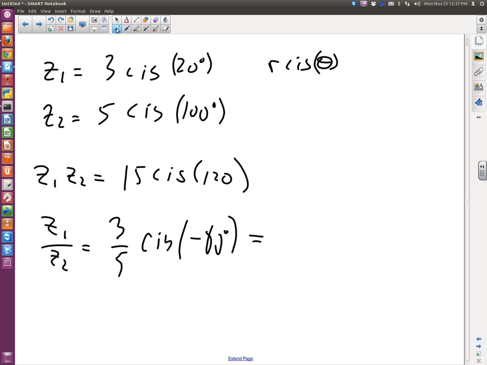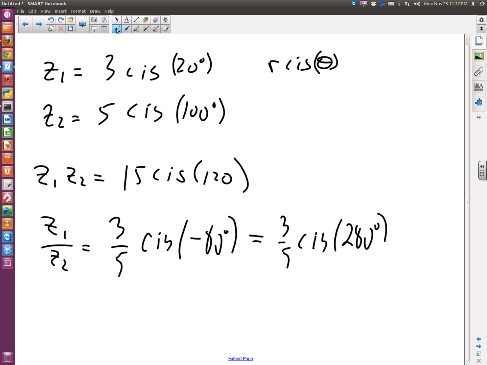Could you write this in terms of a positive angle? 3/5 cis what? -80 is down here. What if I went positive to the same location? How far would that be? How many degrees? Instead of going clockwise 80, I would go counterclockwise 280. You could write it this way, but that's what it means. The angles are not unique. You could write it a lot of different ways, okay?